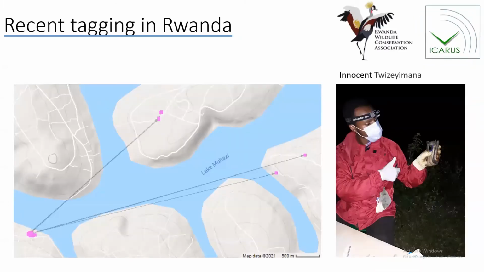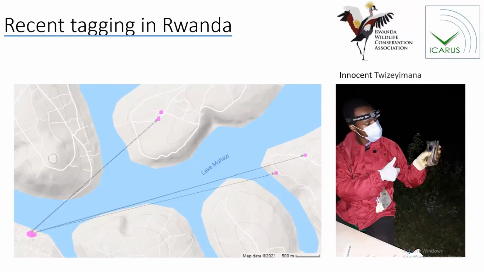So far, we actually have some recent tagging in Rwanda. We were able to collaborate with the Rwandan Wildlife Conservation Association, and Innocent here was kind enough to send us photos of him putting Icarus tags on bats. And we already have data that was sent from the tags to the International Space Station to my computer, which is fantastic. And we can see that the bats were tagged here in the southwest of this lake in Rwanda, and some individuals have actually traveled around the lake.